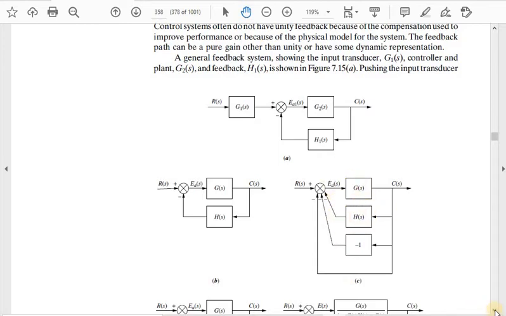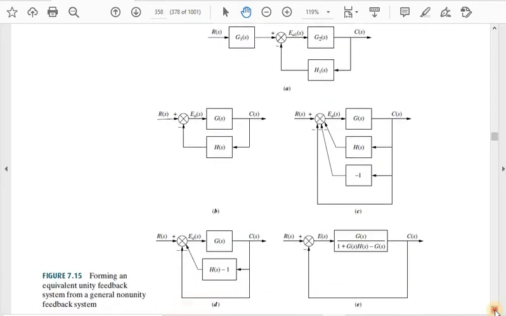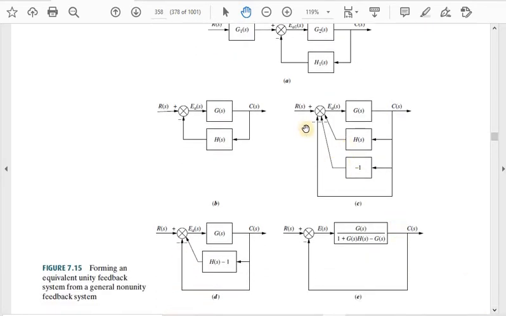When we do that, we know that these two are in parallel, the H and minus 1, so this becomes H(s) minus 1. After that we can use the feedback formula to solve this loop. When we do that it becomes G divided by 1 plus G(s)H(s) minus G(s). Then it again becomes unity feedback, so we can apply all the formulas that we developed in the previous section here. So the main idea is to make it a unity feedback system.